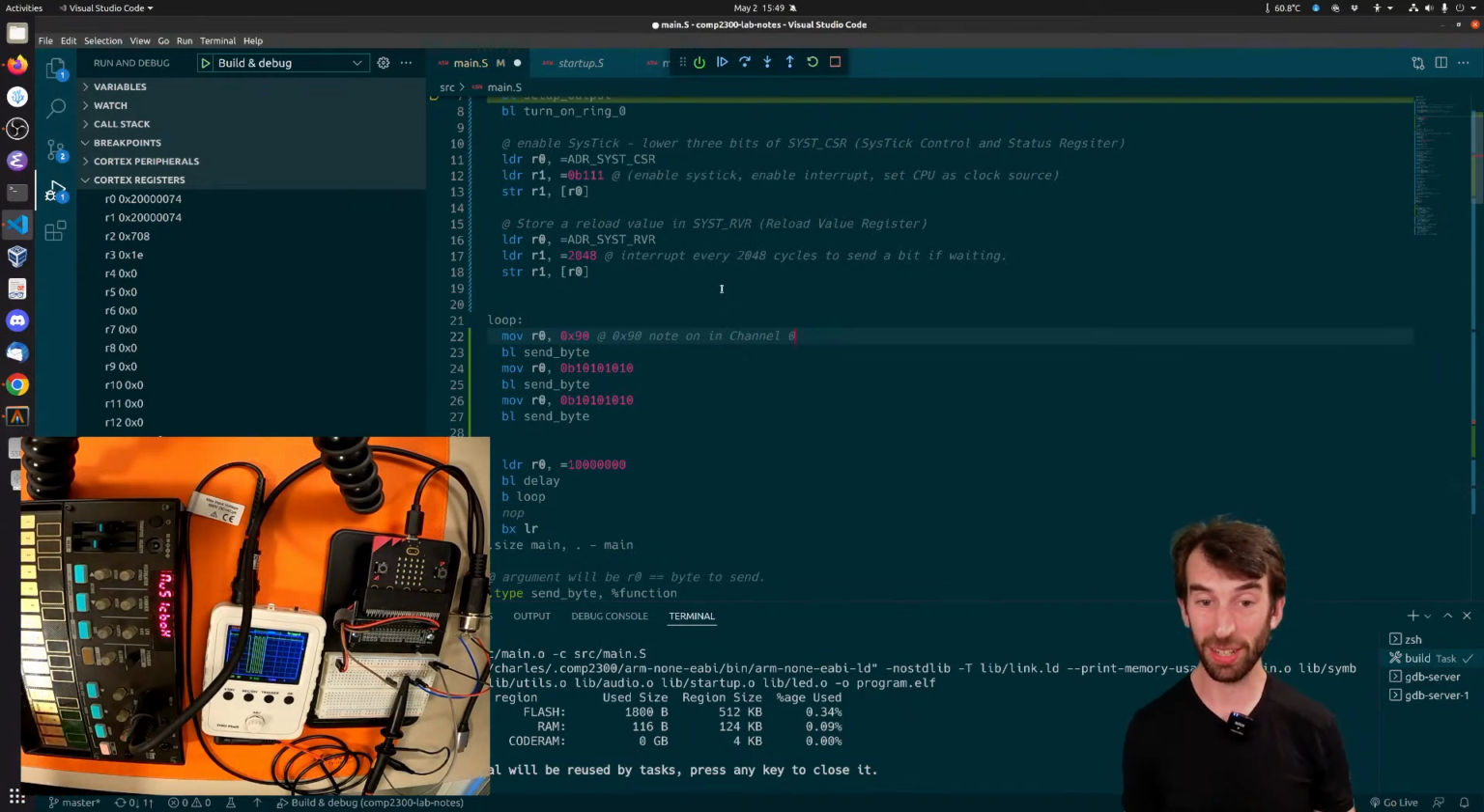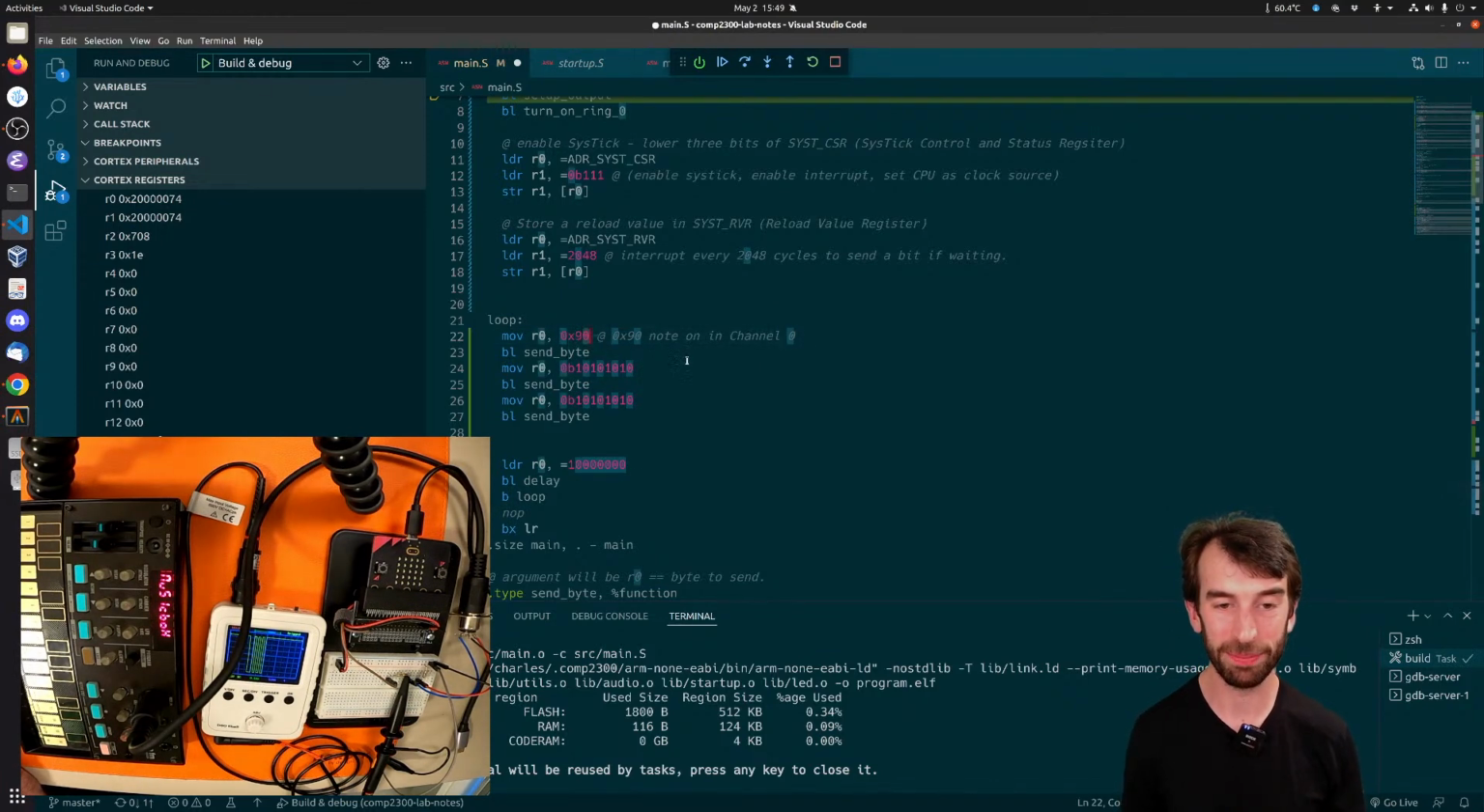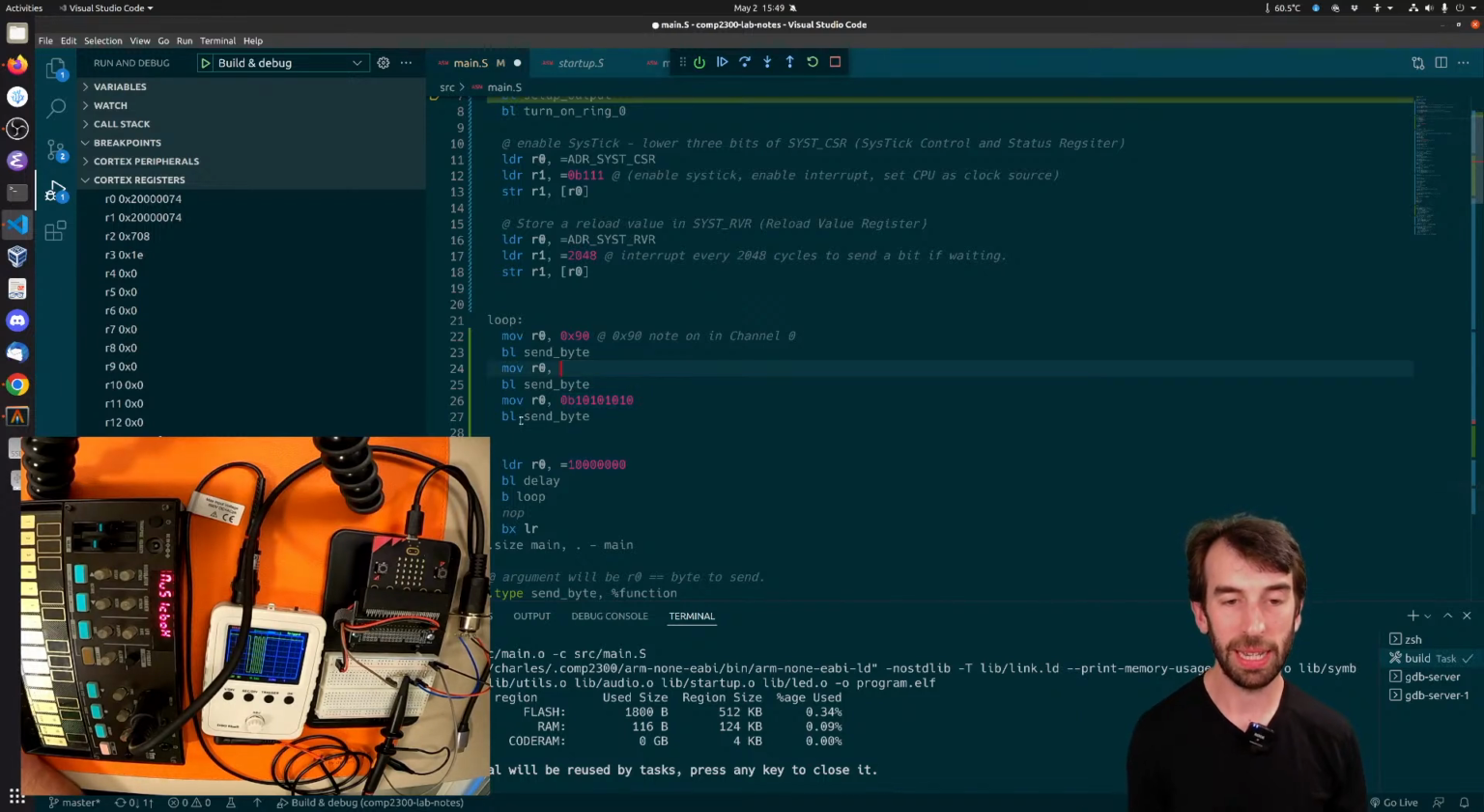There are 16 channels in MIDI, because the low half of the status byte is the number of the channel. And this only listens on channel 0, so don't let me mess that up. I'll move in R0 again, another byte for 60. That's going to be the middle C.